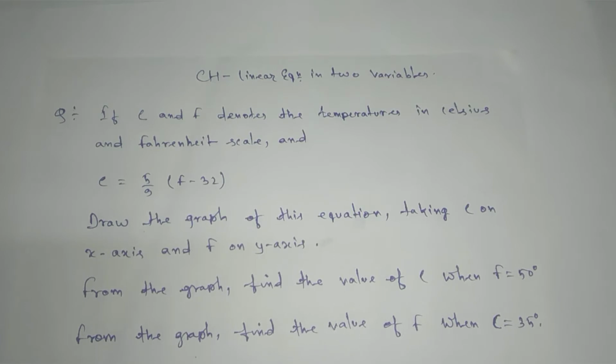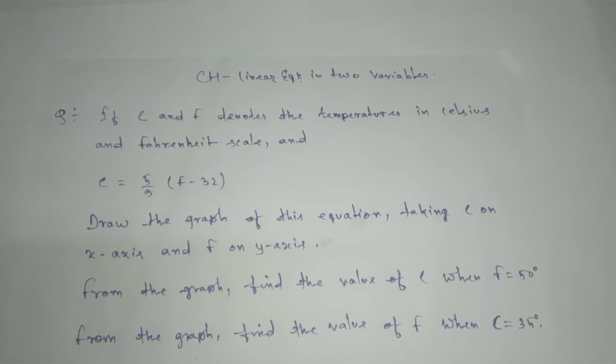Namaste students. Here we have a graph problem related to linear equations in two variables. We're going to do seven graph problems here. The first one: if C and F denote the temperature in Celsius and Fahrenheit scales, and C equals 5 by 9 in bracket F minus 32, draw the graph of this equation taking C on the x-axis and F on the y-axis.